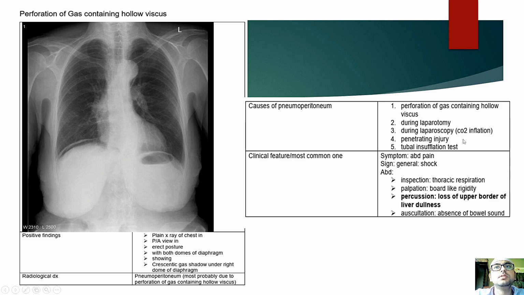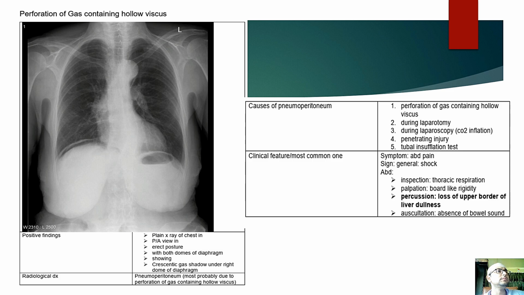Another cause is a penetrating injury, that is a stab injury, and the tubal insufflation test. Now the clinical features. The patient might have some signs and symptoms: the symptom will be abdominal pain, and the sign will be generalized shock. If I go for examination, on inspection thoracic respiration will be present, with board-like rigidity, and on percussion, loss of the upper border of liver dullness.